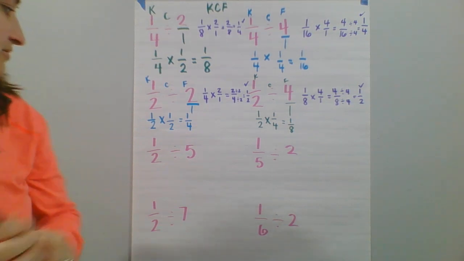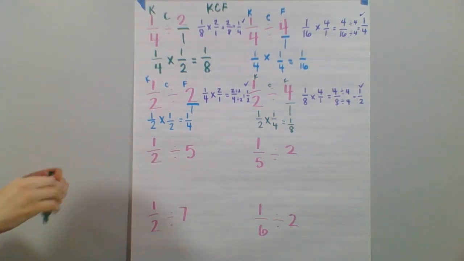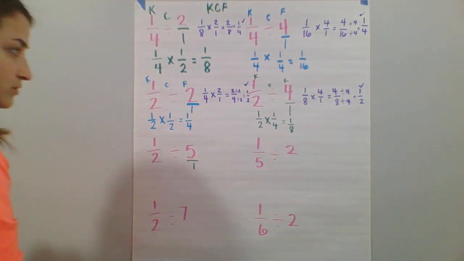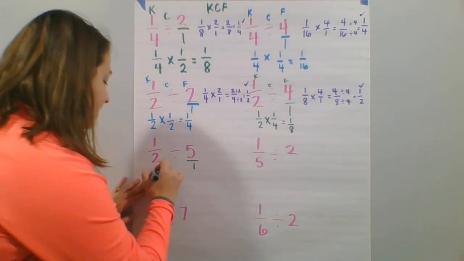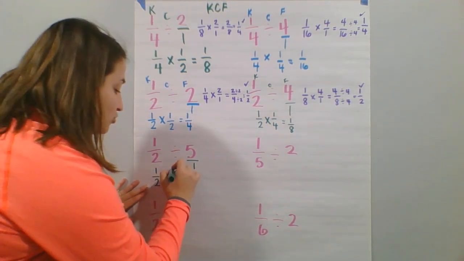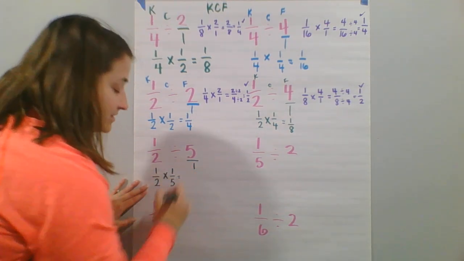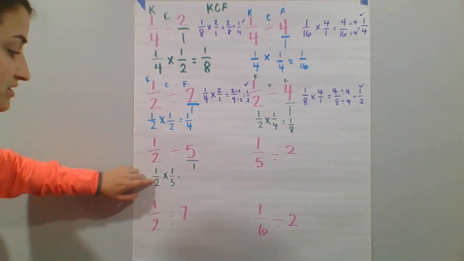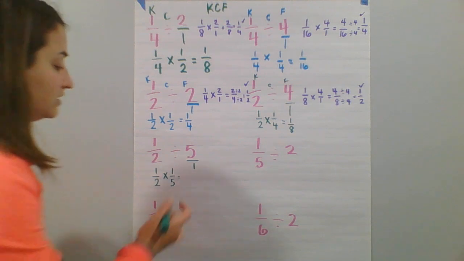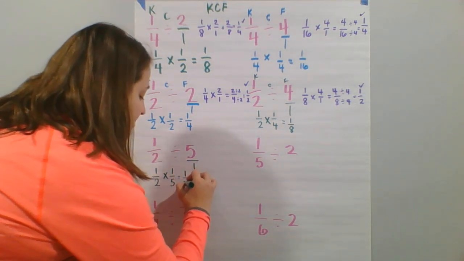All right, go down to 1/2 divided by 5. 5 is 5/1. Using keep, change, flip, we have 1/2 times, this flips to 1/5. Remember, we want our answer to be a fraction because we are taking a fraction and making it into smaller pieces. We get an answer of 1/10.